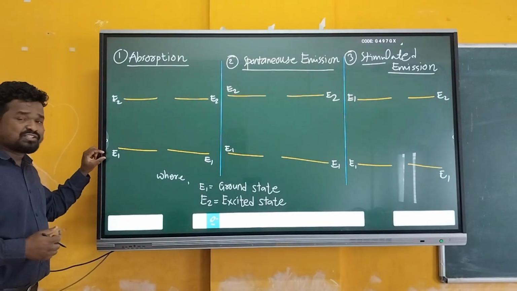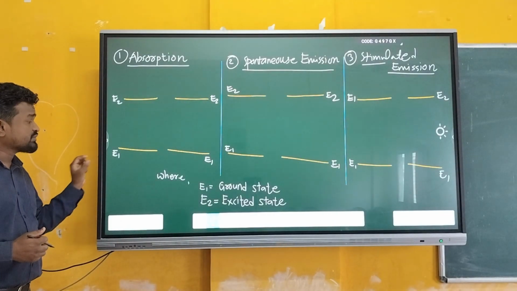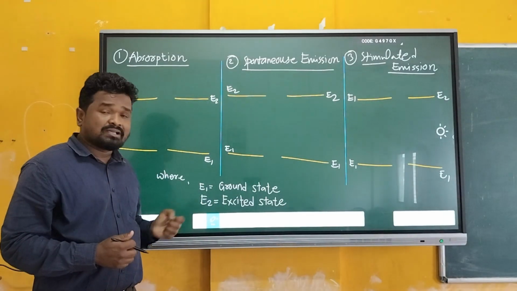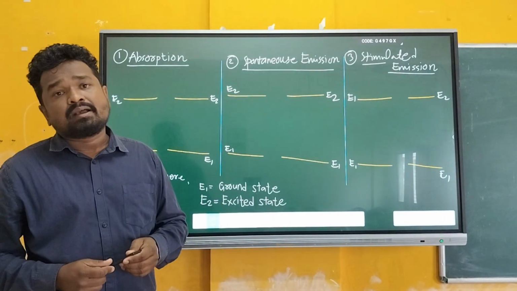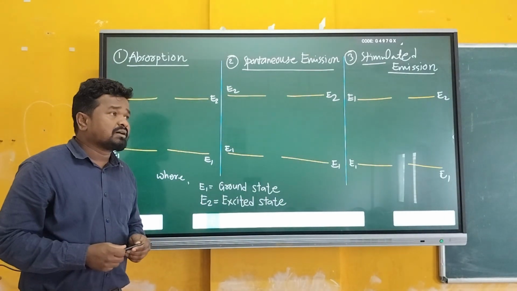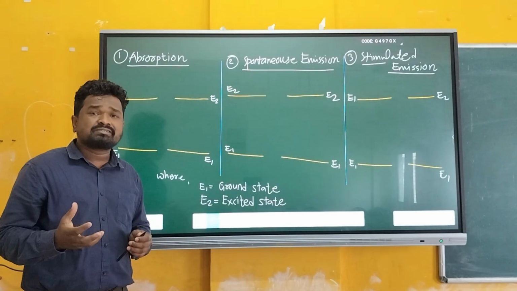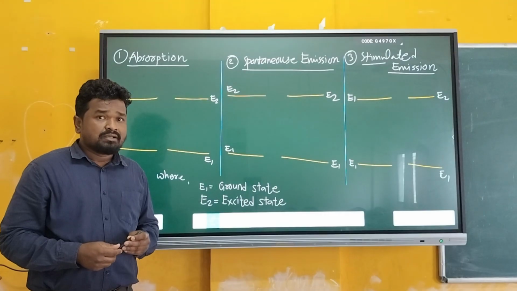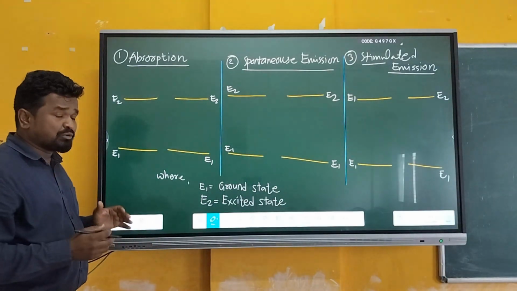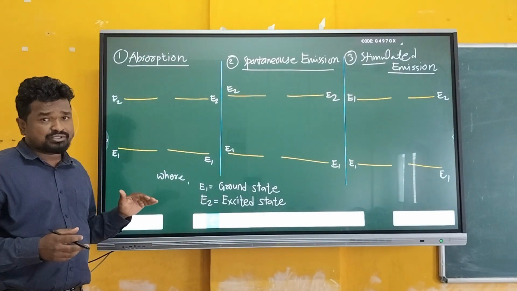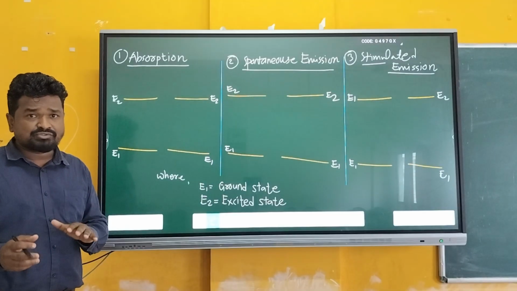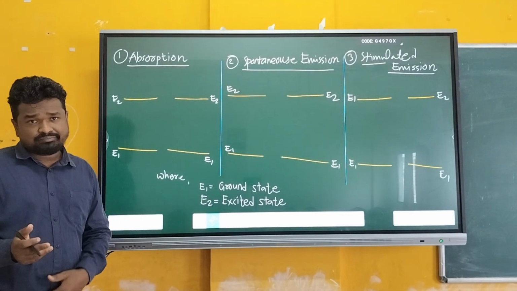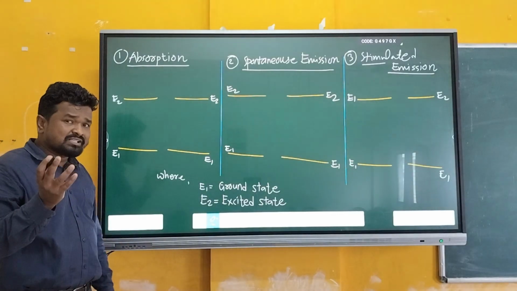There are two energy states, E1 and E2. E1 is called the ground state. E2 is called the excited state. What is the ground state? Ground state is the energy state which possesses the least amount of energy. There is no energy level present in an atomic system which has less energy than the ground state. The ground state energy is not zero. It is always more than zero. Okay. So it possesses the least amount of energy.